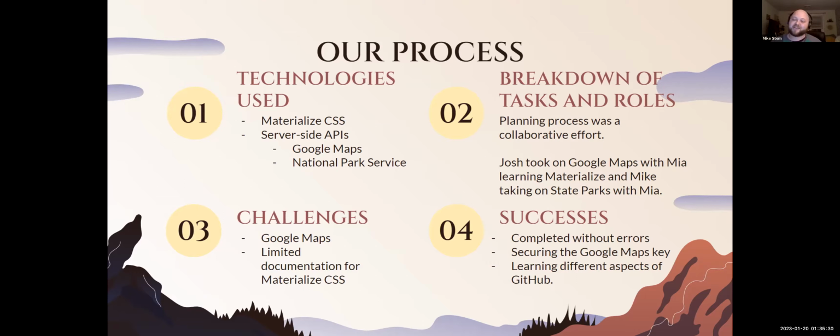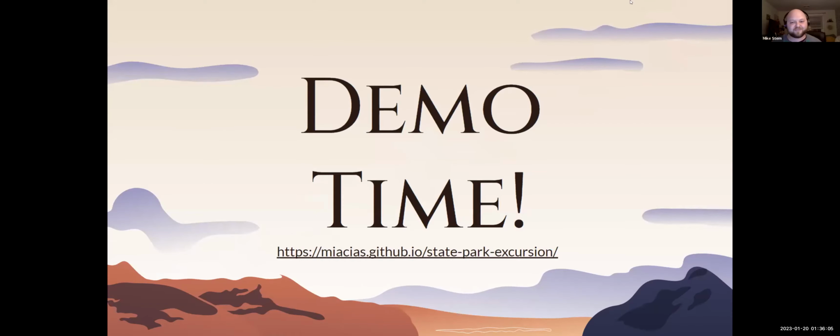And then our successes, finally got it completed with no errors. We kept that Google key secure, no charges on the credit card, we're good there. And then just learning different aspects of GitHub, I think was a big success for us. One of our pain points in the beginning of the project was merge conflicts that kept arising after a week or two, I guess. I think we all have a much better handle on how to resolve those conflicts. And I will turn this over to Josh for the demo.